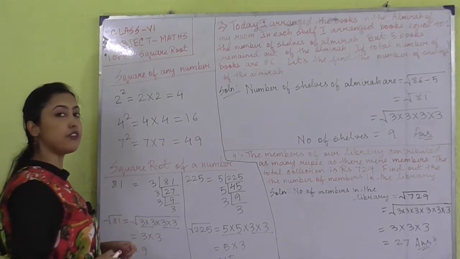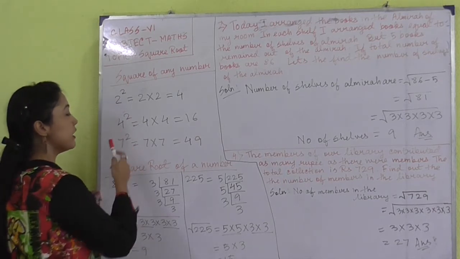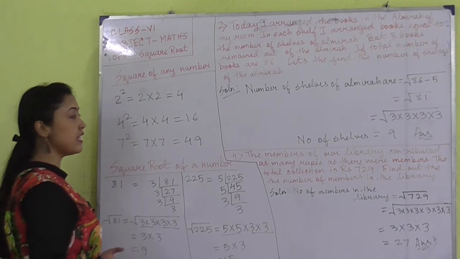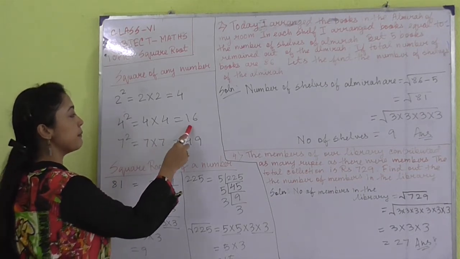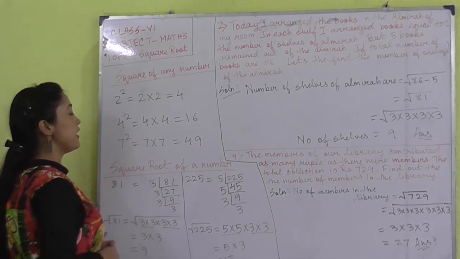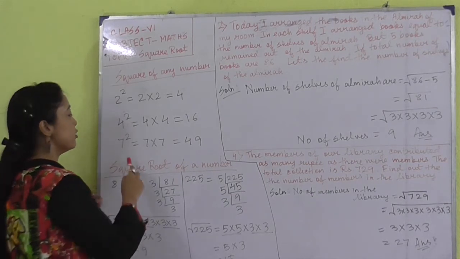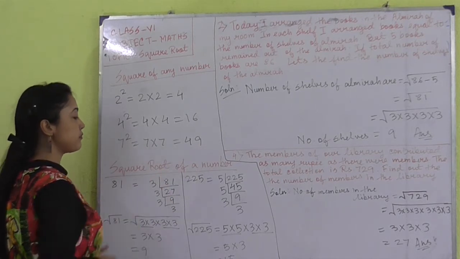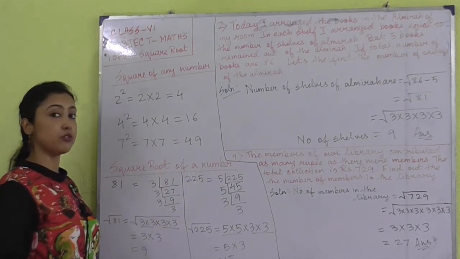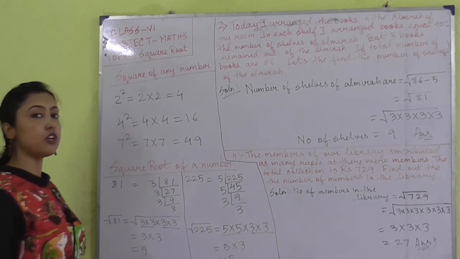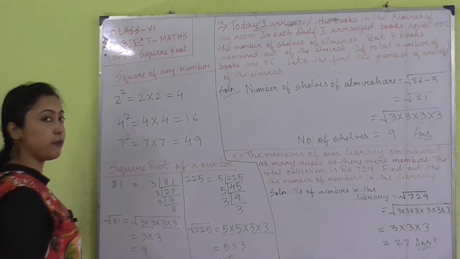If I tell you to find the square of 4, simply multiply the number with itself again, that is 4 into 4, which comes to 16. Next, find the square of 7. So 7 square is 7 into 7, which comes to 49. Next, you have to find the square root of any number. In order to find the square root of any number, what do you have to do? I am going to tell you.